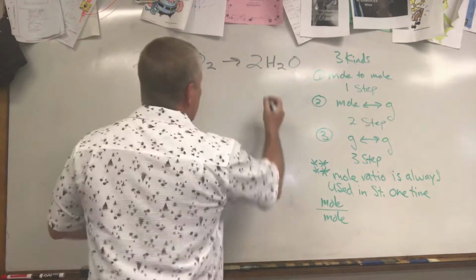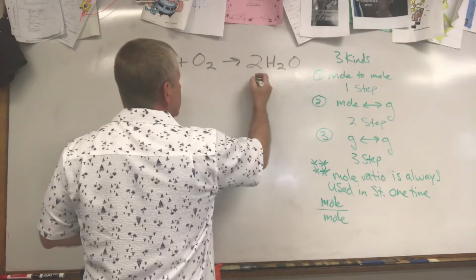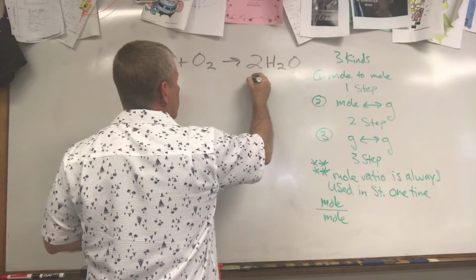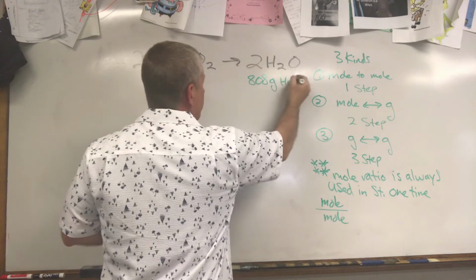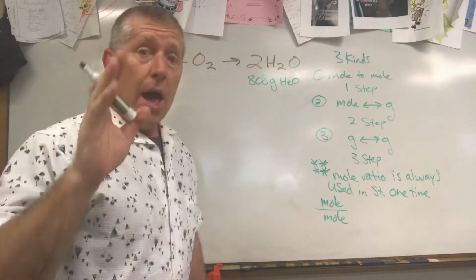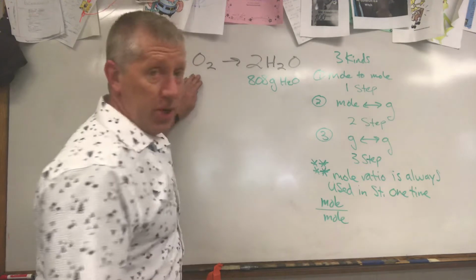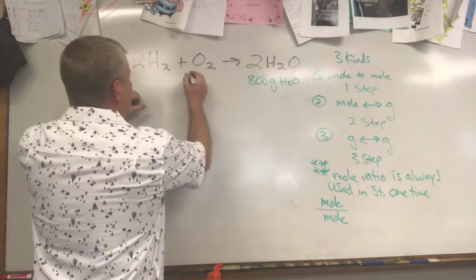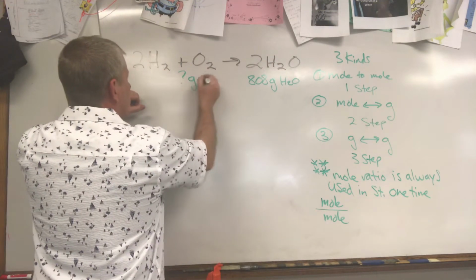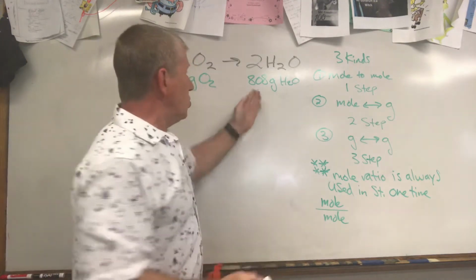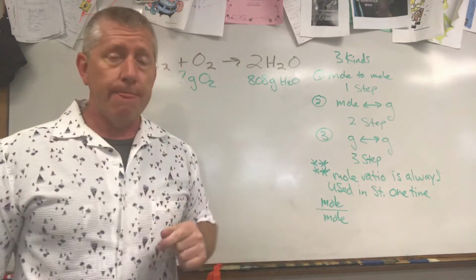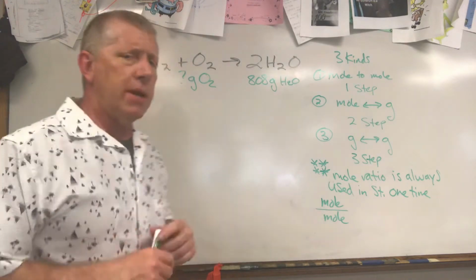Let's say that you have 808 grams of water. How many grams of oxygen must have been used to produce the 808 grams of water? Okay, let's see what we got going on here.